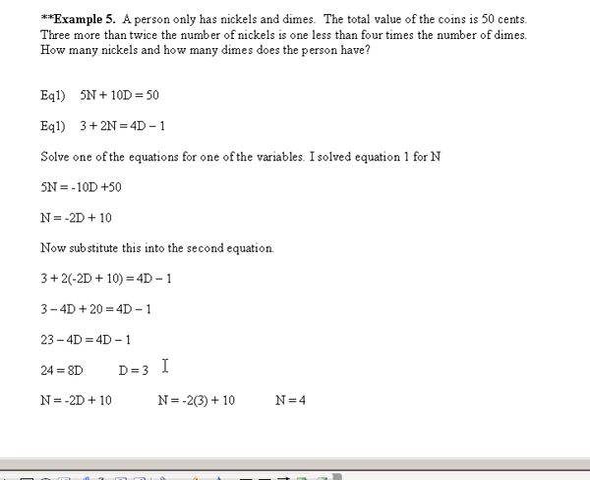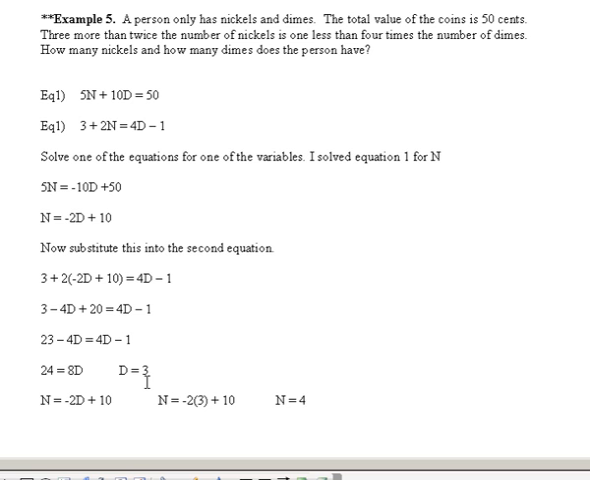So in other words, I know that I need 3 dimes. Well, how many nickels do I need? Well, 3 dimes adds up to 30 cents. I have a total of 50 cents, so that means 20 cents left. Now I could just say, well, how many nickels make up 20 cents? 4.